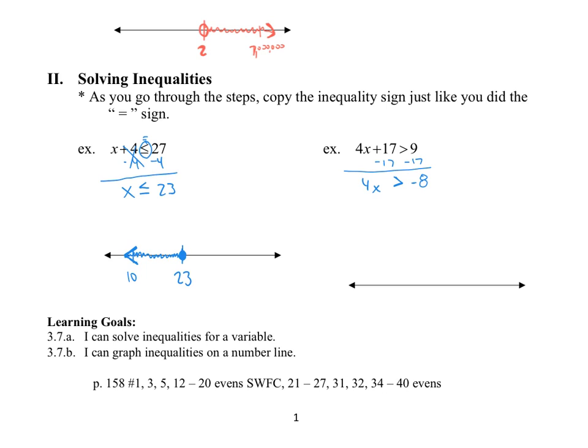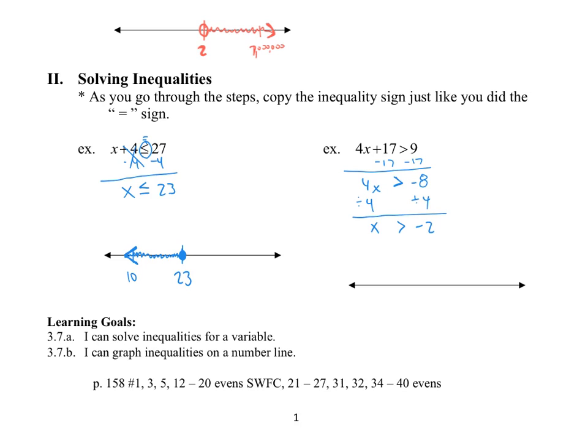What's my next step? So, you graph it? Nope, because you have 4x yet. You've got to get x all by itself. How do I undo 4 times x? Divide by 4. Negative 8 divided by 4. Negative 2. All right, so x is greater than negative 2.